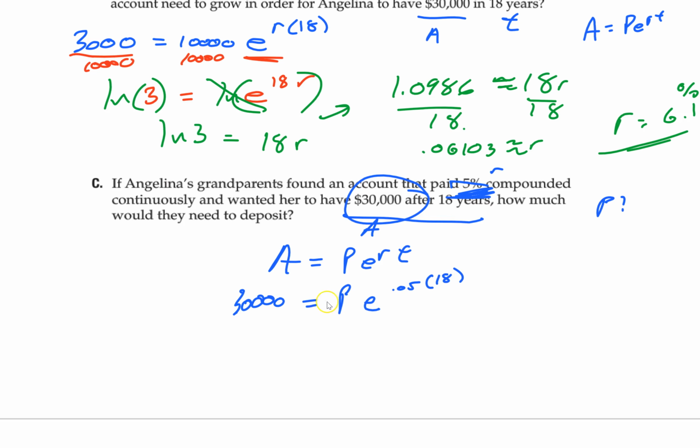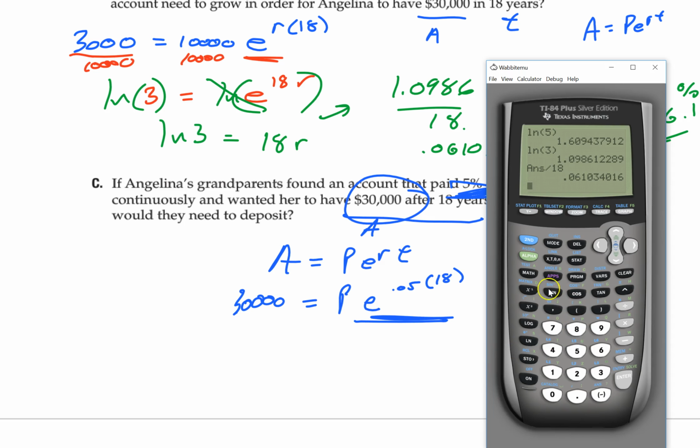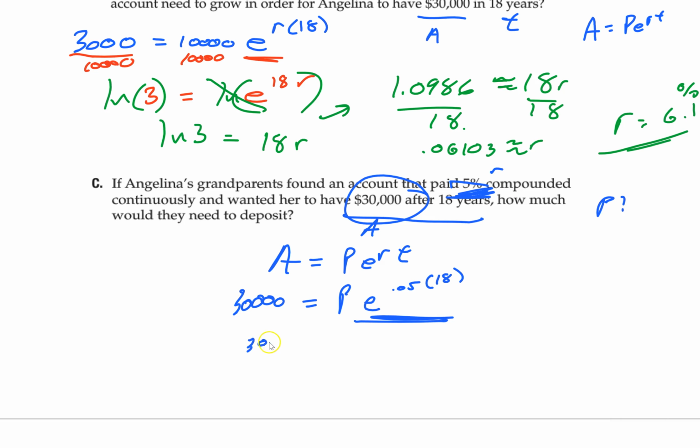Now, this was another easy one. I'm looking for P. Well, I can plug this all into my calculator. So you get your handy dandy calculator out. You go, okay, what is e to the 0.05 times 18? That alone is going to be roughly 2.45. So I've got 30,000 equals P times 2.45. Just divide by that.